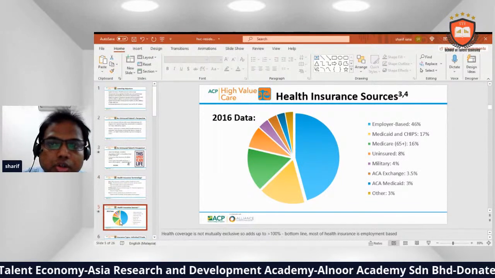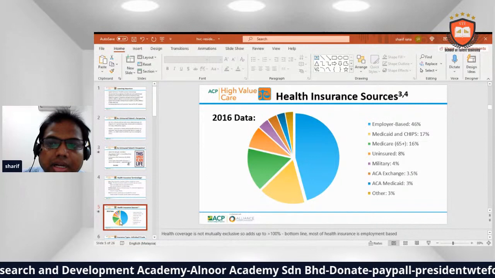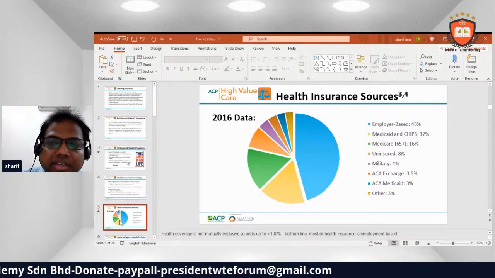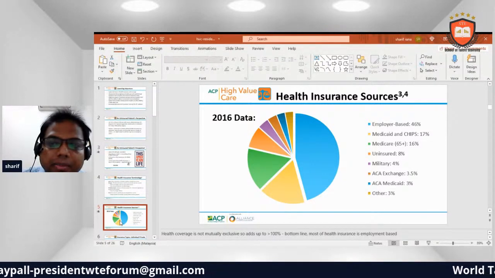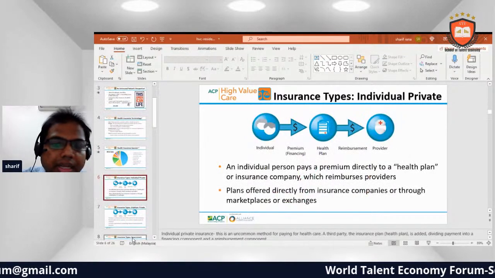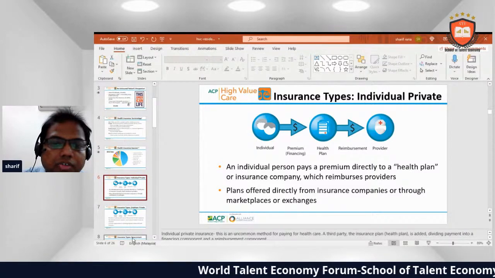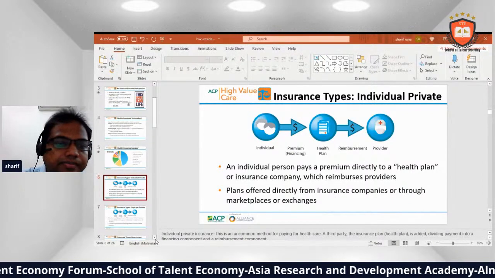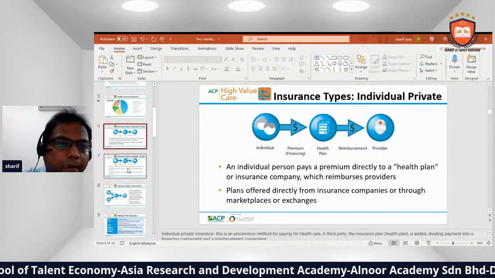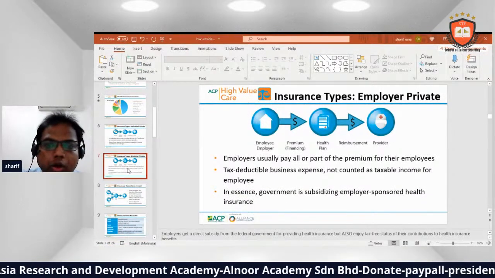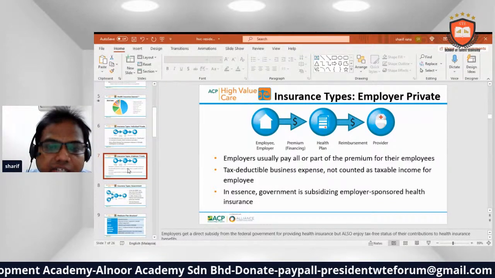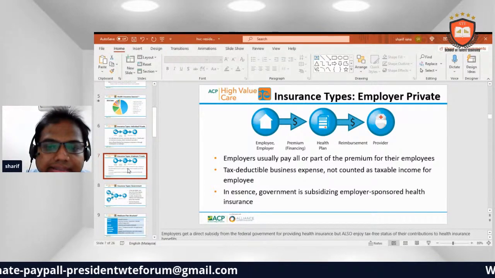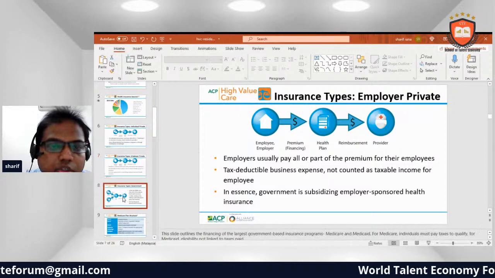Health insurance sources: employer-based 46%, Medicaid 17%, Medicare 16%, uninsured 8%, military 4%, ACA exchange 3.5%, ACA Medicaid 3%, and other 3%. An individual pays a premium directly to a health plan or insurance company, which reimburses the provider. Plans are offered directly from insurance companies or through a marketplace or exchange. Employers usually pay all or part of the premium for employees. Because business expenses are tax deductible and not counted as taxable income for employees, in essence the government subsidizes employer-sponsored health insurance.